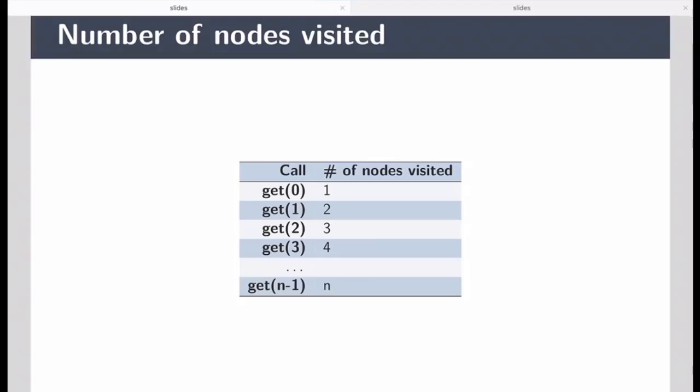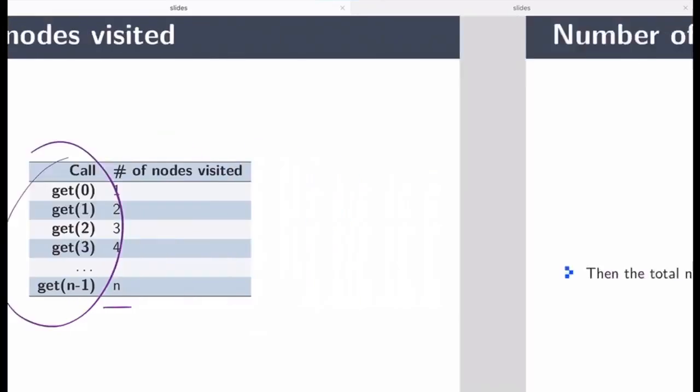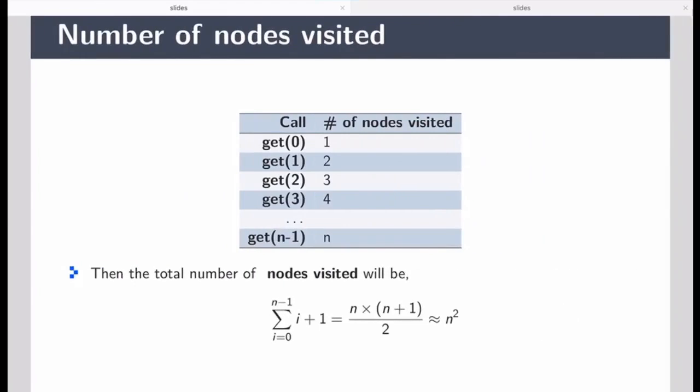But we have made all these calls. So the total number of nodes visited is the sum of all these numbers. So therefore, it's n times (n plus 1) over 2 nodes that were visited. This is proportional to n squared, and it explains the behavior. Every time we multiply by 2 the value of n, the time that it takes is multiplied by 4. Okay, so that explains very well the observed behavior.